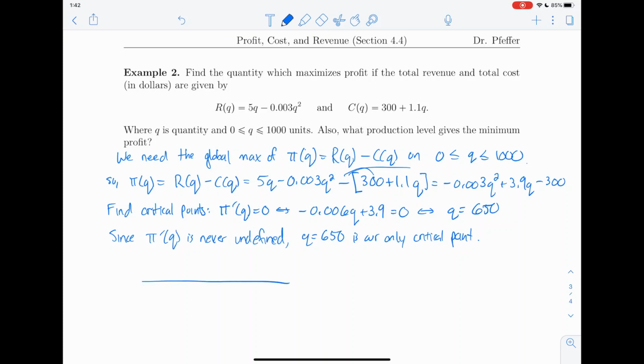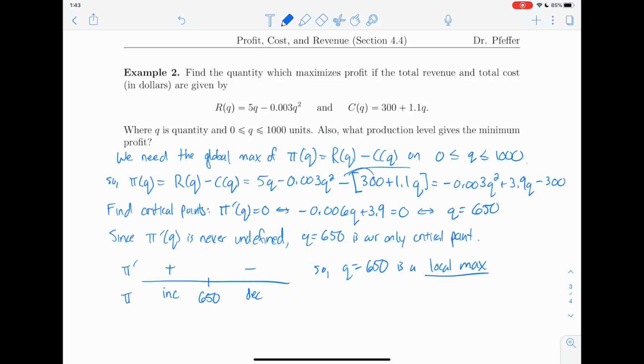So we're going to draw a real number line. We're going to put our critical point 650 on there. Above we're going to have the derivative of profit. Below we're going to have profit. And what you'll notice is that if you plug in test points to the left and to the right of 650 into that derivative function, to the left you'll end up with a positive, and to the right you'll end up with a negative. What that means is that my profit is increasing for a period of time and then decreasing. And that implies that this critical point, q, which is 650, is a local max.